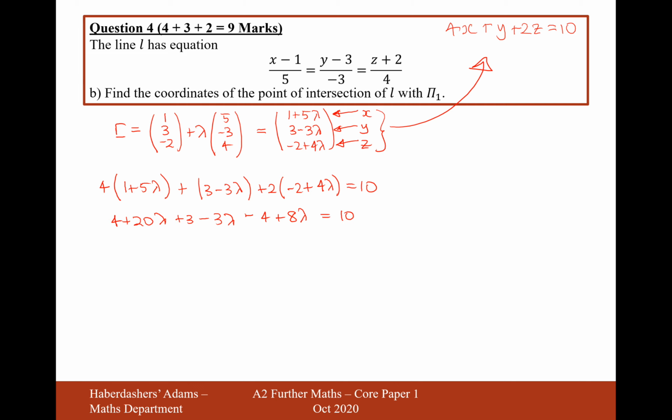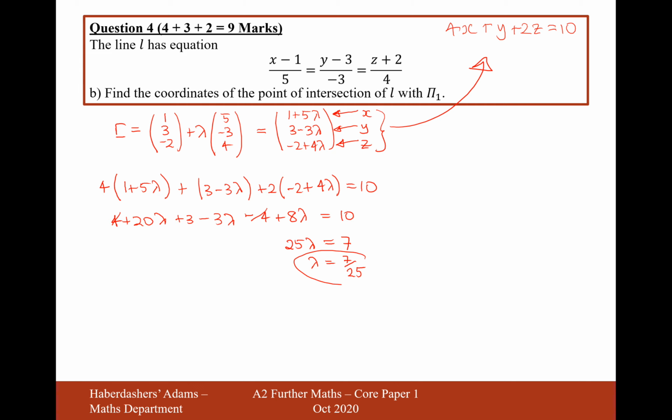Okay, let's now just rearrange a little bit. So it's going to be 25 lambda equals, and then moving all the numbers onto the right hand side, the 4 and the minus 4 will cancel out, just moving the 3 onto the other side, so that would be 7. So lambda is equal to 7 over 25.